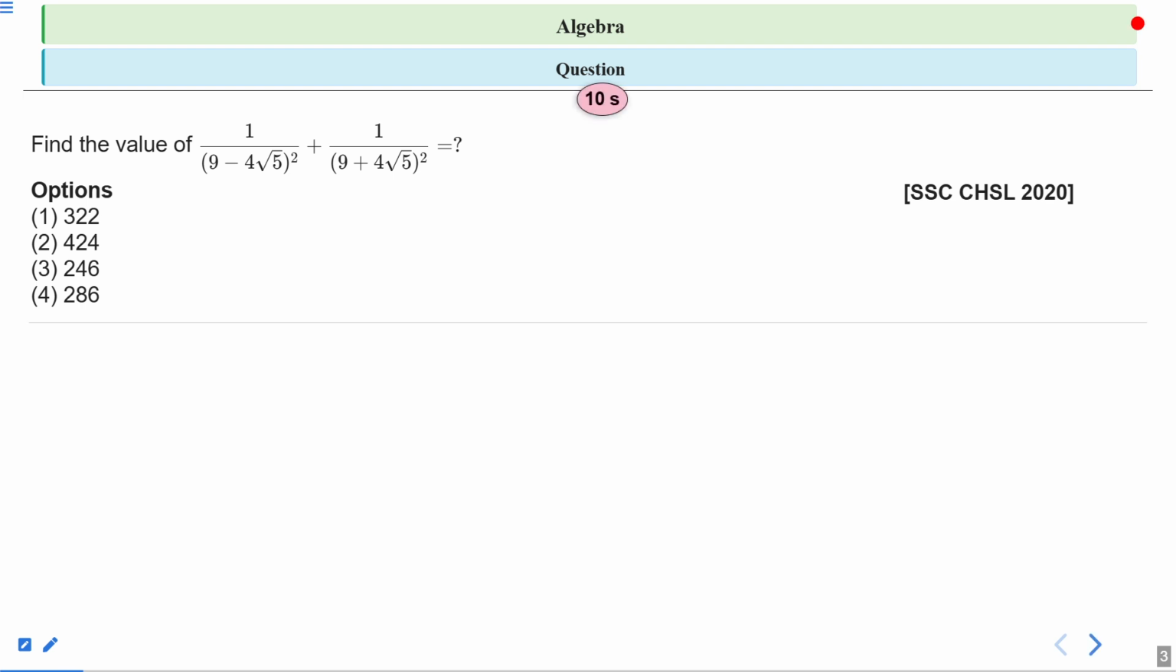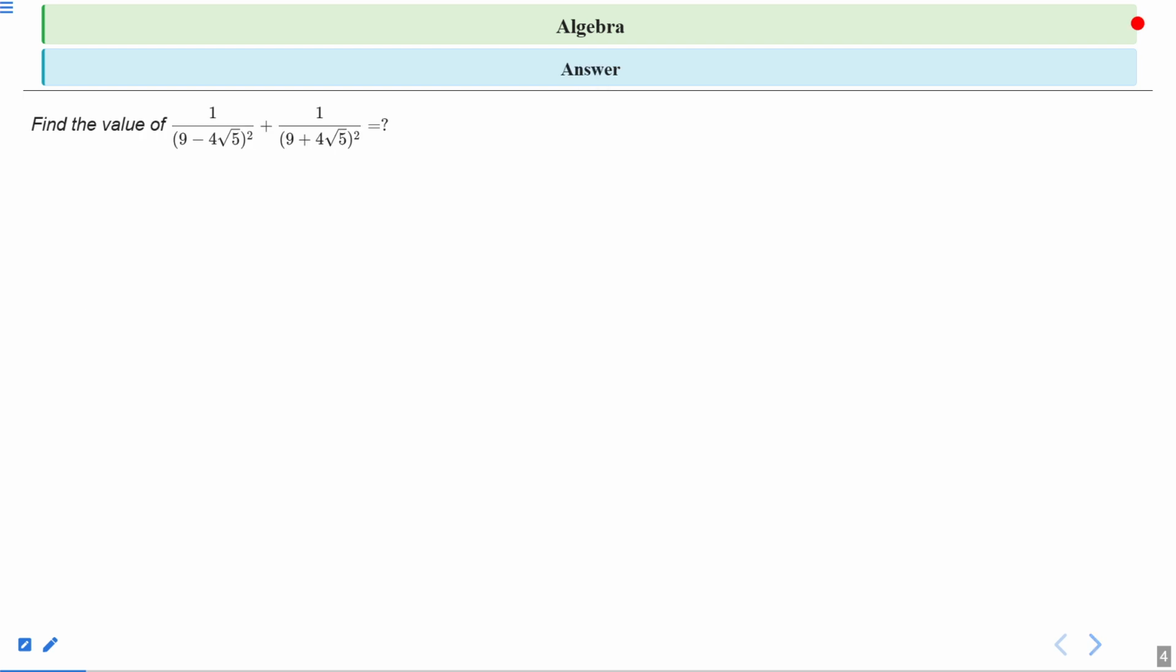Now you have 10 seconds to analyze the question. Your time starts now. Now time's up. Let's see the solution of this question. The question says 1 upon (9 minus 4 root 5) whole square plus 1 upon (9 plus 4 root 5) whole square. We just simplify it and we get our answer. The correct answer of this question is the first one, which is 322.